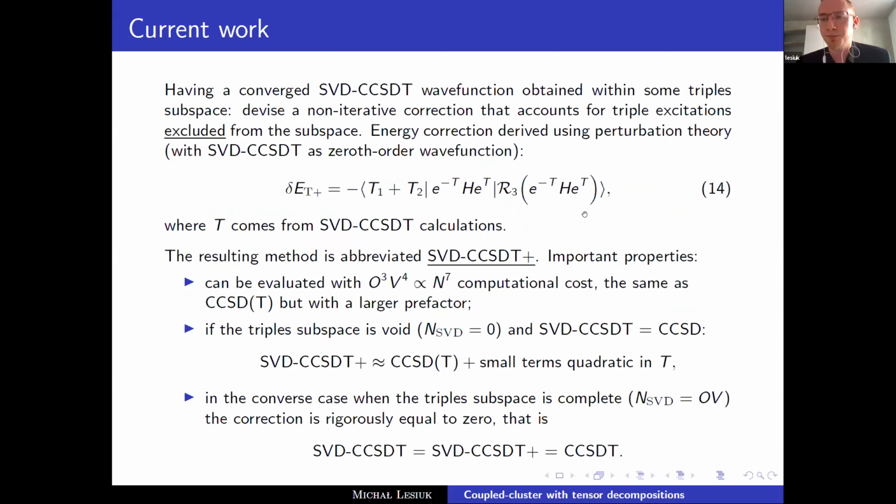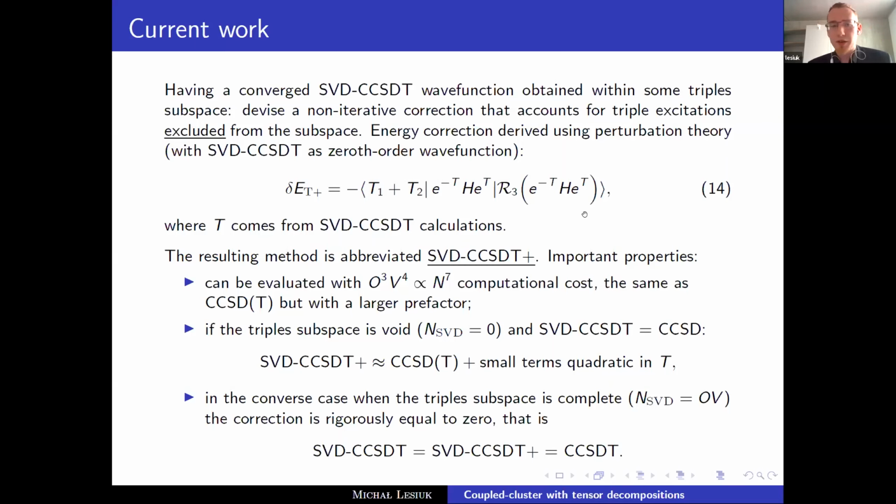Okay, so this was the work that has been published already, and I will show you some things that I'm working on now. So the first thing is, if you have a converged SVD CCSDT, what's the source of error? The source of error is, of course, that you have excluded some triple excitations from the SVD subspace. The SVD subspace is never full. In practice, some triple excitations are missing, and this is the source of error.